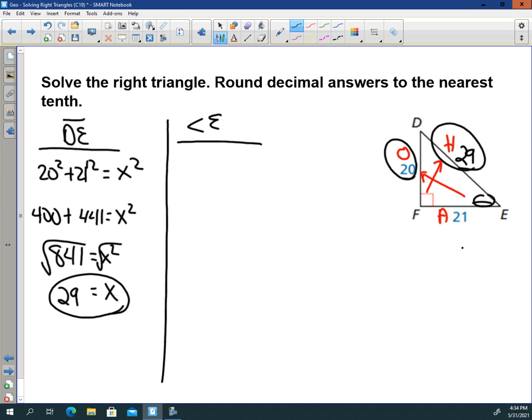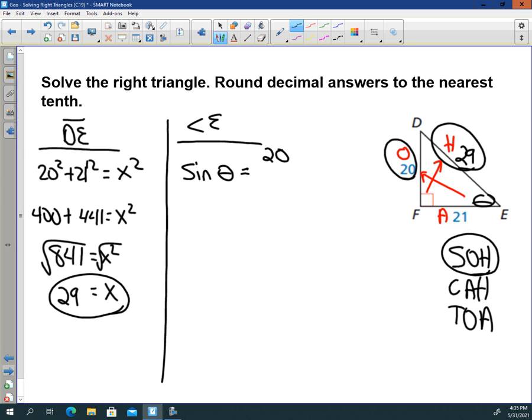There's three trig ratios, the sine, the cosine, and the tangent. Sine is remembered with SOH, cosine with CAH, and tangent with TOA. So I have the O and the H, and so it looks like I'm going to use the sine ratio for this. So again, we remember that we want to put in the sine of the angle, which we don't know yet, is the opposite 20 over the hypotenuse, which is 29.